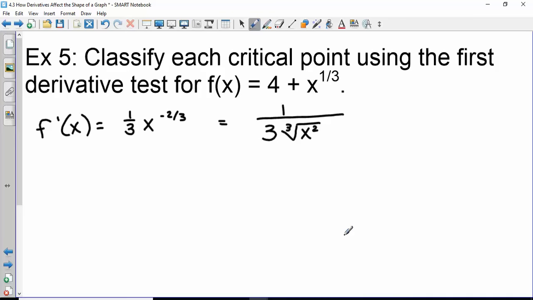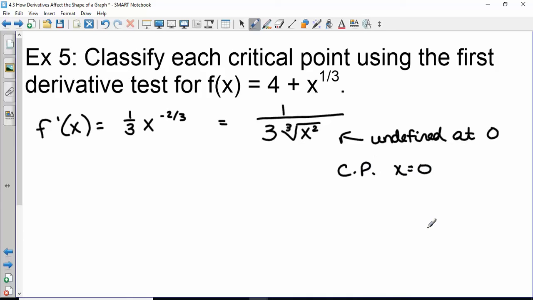What is it? 0. Why? It's undefined at 0. So the one critical point we have is x equals 0. Critical points are where it's 0 or undefined. So then, if we test this, something smaller and something bigger, plug those into the derivative.